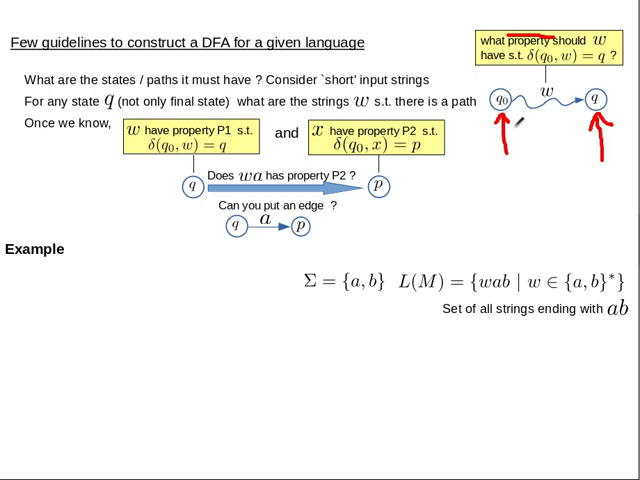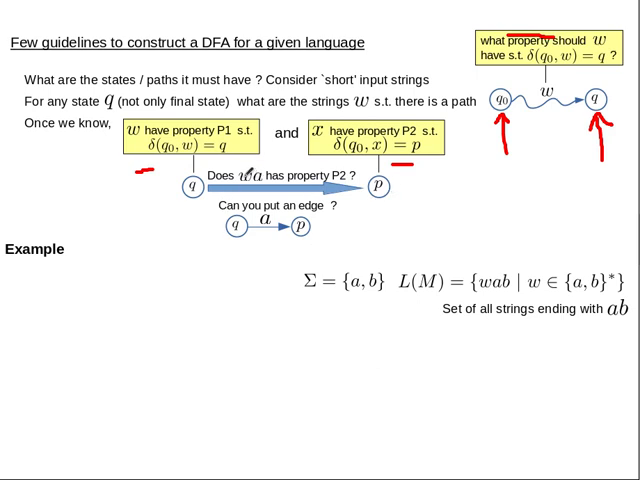Some more intuitive property than just this delta or whatever. So once you do that, once you have a bunch of states and you have some idea that, okay, in order to reach this state, some string must have this property. In order to reach this state, some string must have, say, this property. Then you try to figure out, okay, what if I append some symbol to this string, does this string satisfy this property or not? If that is the case, then maybe there is a transition from this state to this state, right?